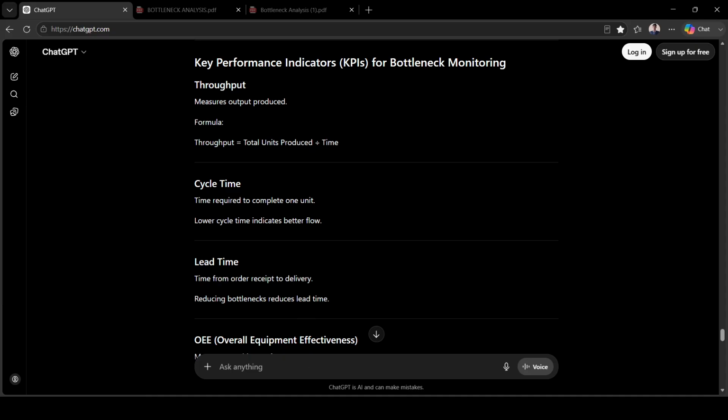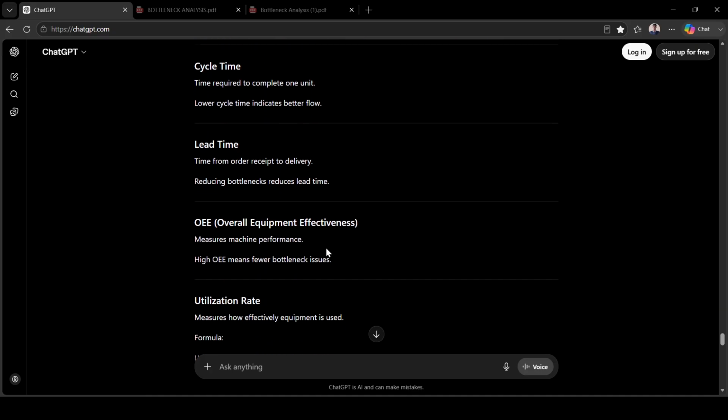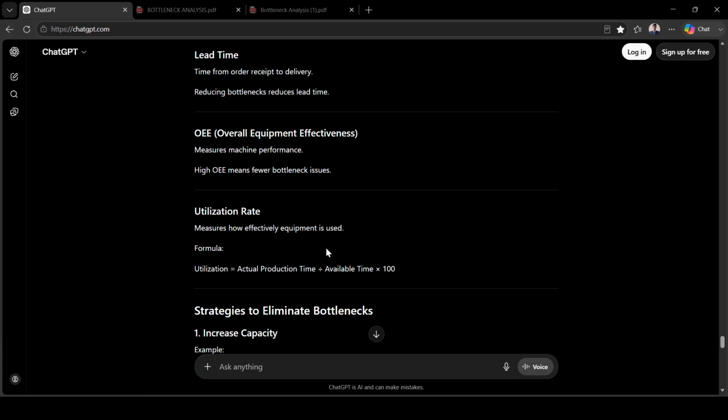And lead time: the time from order received to delivery. Reducing bottlenecks reduces lead time. And OEE, overall equipment effectiveness, measures machine performance. High OEE means fewer bottleneck issues. Utilization rate measures how effectively equipment is used. Formula: utilization equals actual production time divided by available time, times 100.